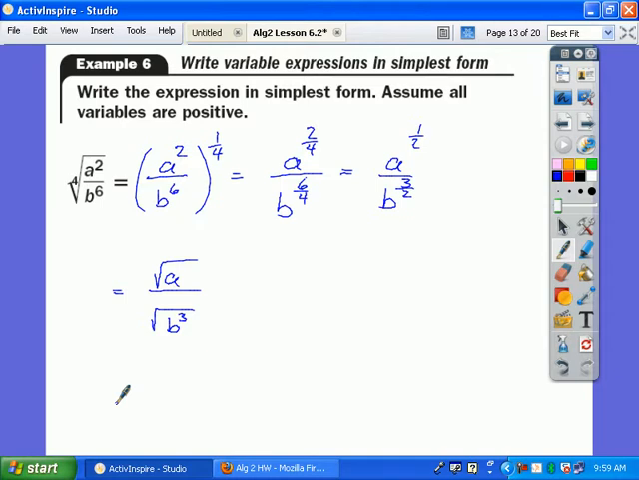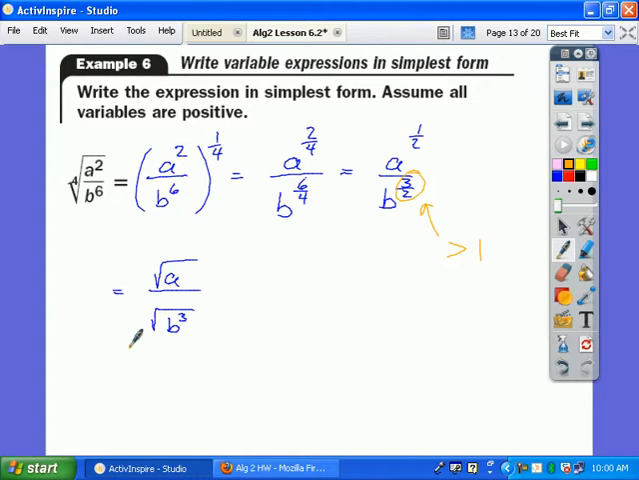But here's the problem. Anytime we have a rational exponent where this number is greater than 1, right? 3/2 is greater than 1. What it means is that we could simplify it further. Anytime we have a rational exponent where this guy is greater than 1, we're going to be able to simplify this a little bit further.